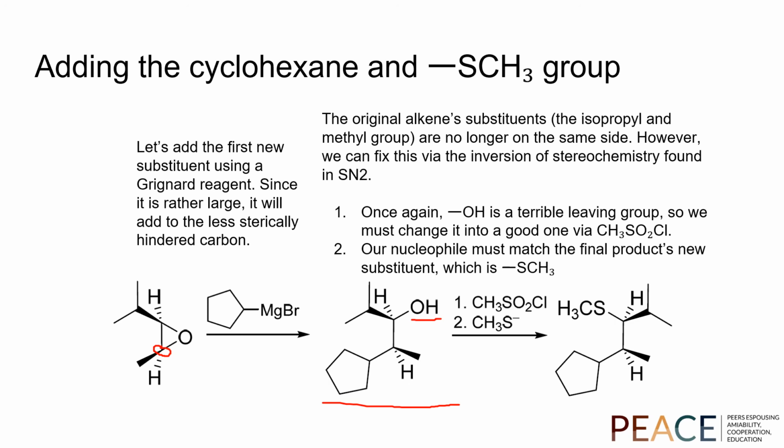So once again, as we saw in the last worked example, OH is still a terrible leaving group and we'll need to transform it into a good one. Once again, we can use the reagent we used last time, CH3SO2Cl, to transform this OH into Cl, a good leaving group. And then once that's done, all that's left is just adding our desired nucleophile, such as CH3S-, which will just do a good old-fashioned SN2 and add to our other carbon. And with that, we have our final product.